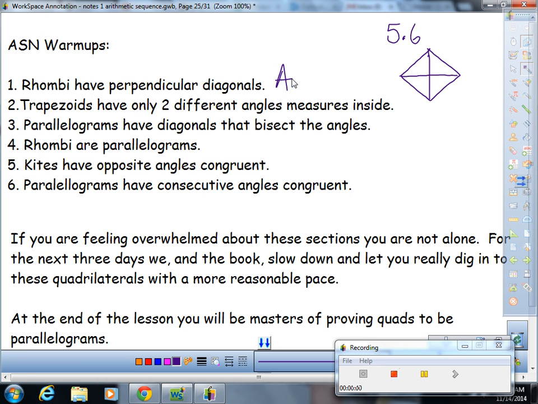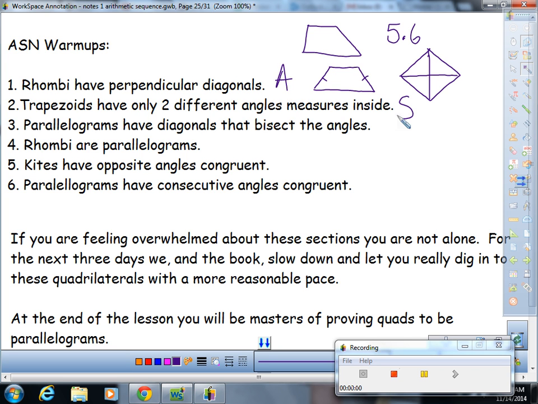Okay. Trapezoids only have two different angle measures inside. This type of trapezoid has how many different angles inside of it? 4. This type of trapezoid, which is what? What am I going to draw here? An isosceles trapezoid has only 2. That makes this a sometimes answer.